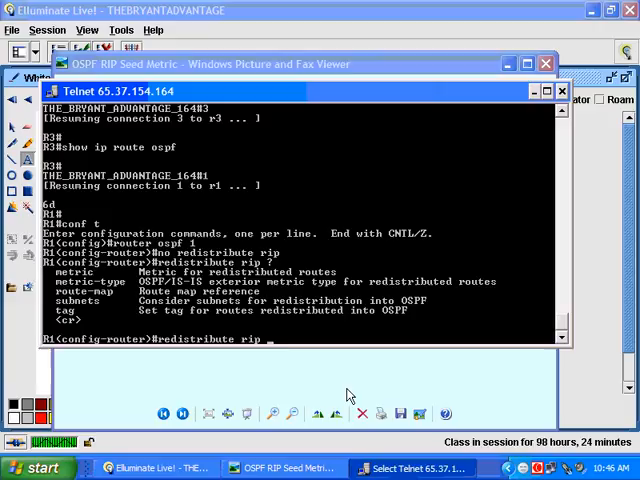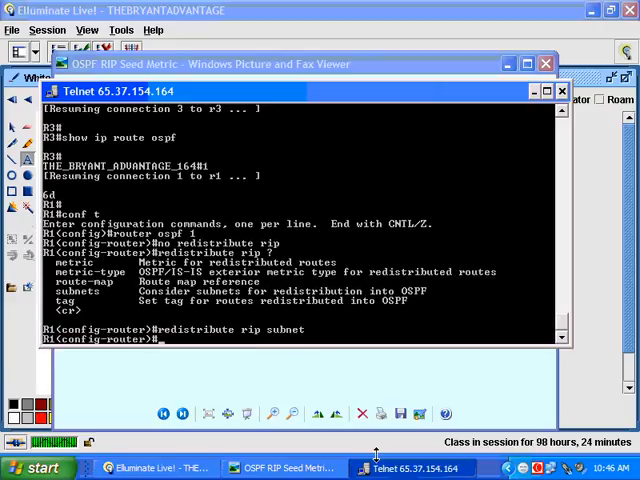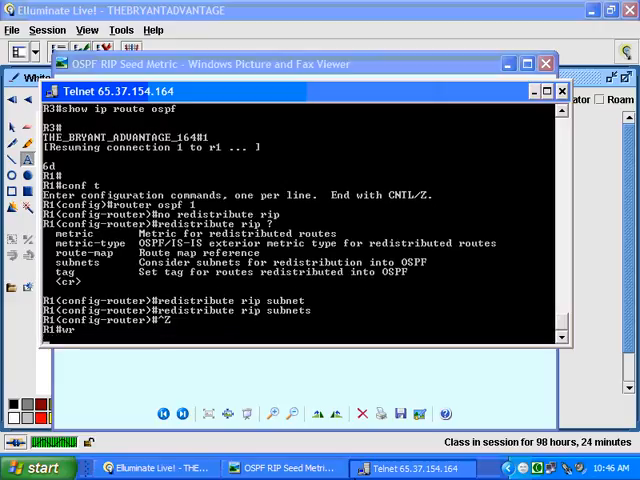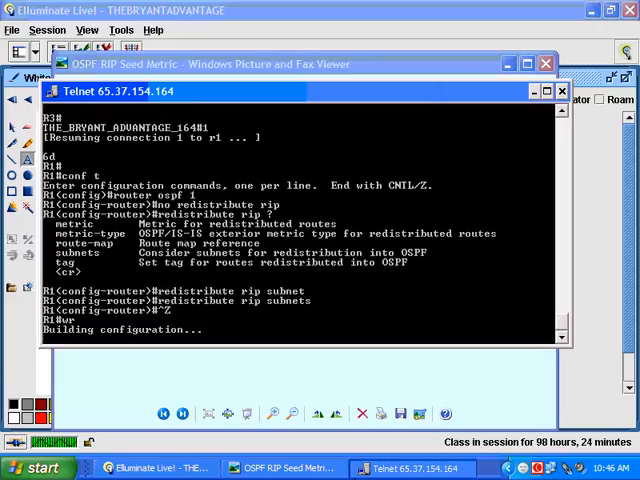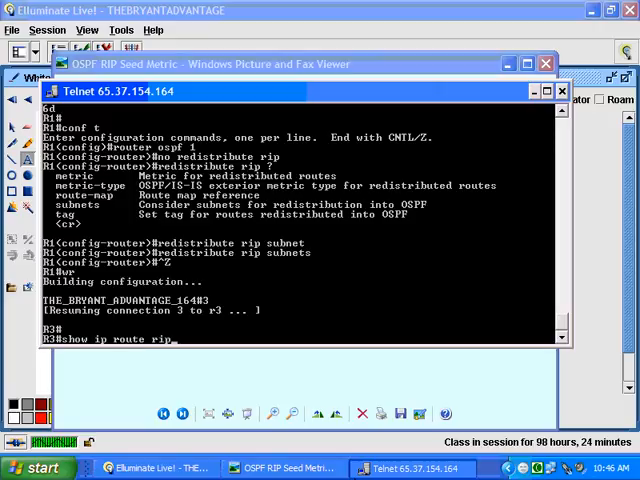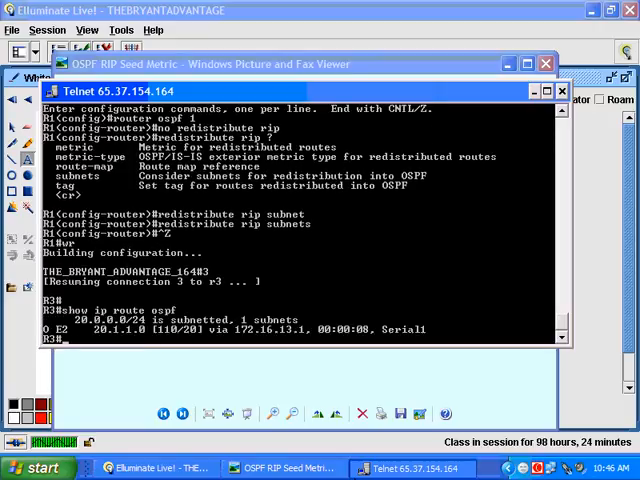So we're going to do that. And that should be enough, but officially it's subnets. We will do a save there, go down to 3. And there it is. Just that simple.